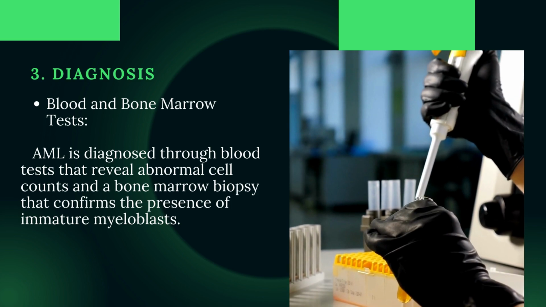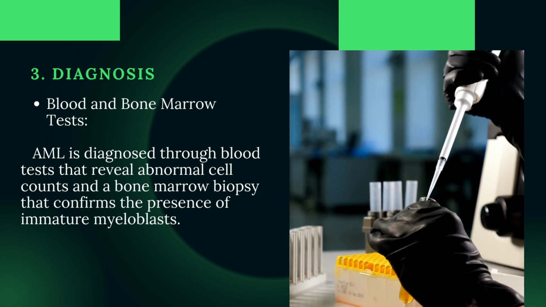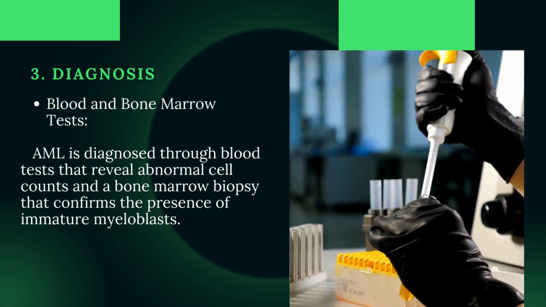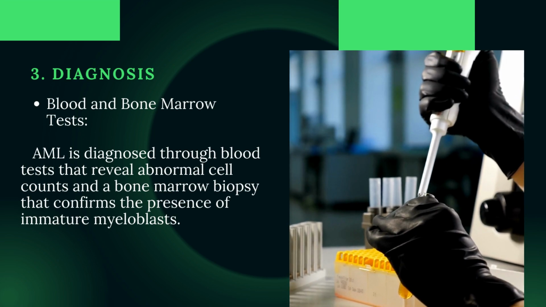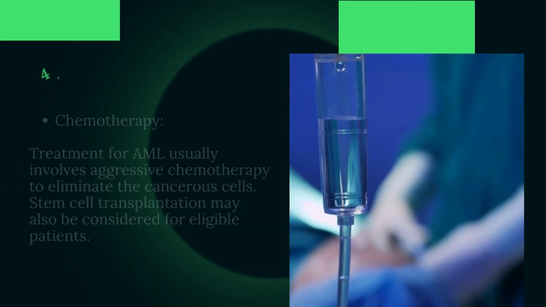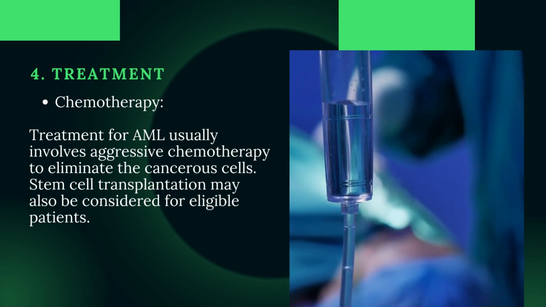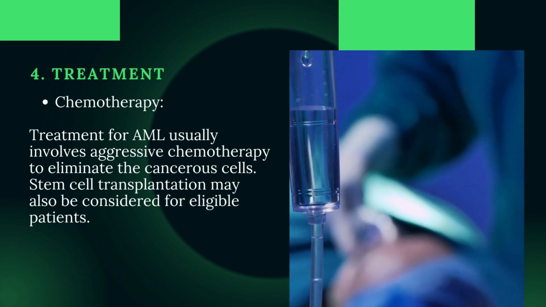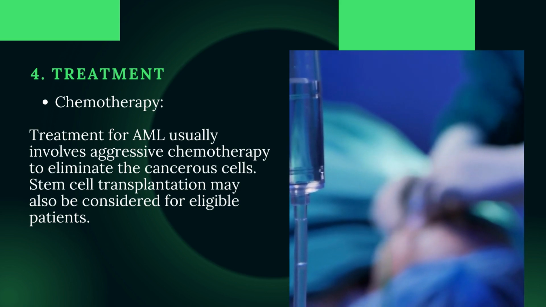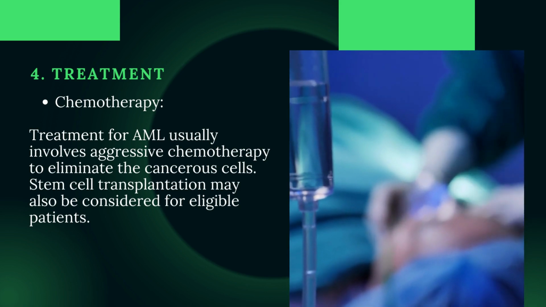3. Diagnosis. Blood and bone marrow tests. AML is diagnosed through blood tests that reveal abnormal cell counts and a bone marrow biopsy that confirms the presence of immature myeloblasts. 4. Treatment. Chemotherapy. Treatment for AML usually involves aggressive chemotherapy to eliminate the cancerous cells. Stem cell transplantation may also be considered for eligible patients.